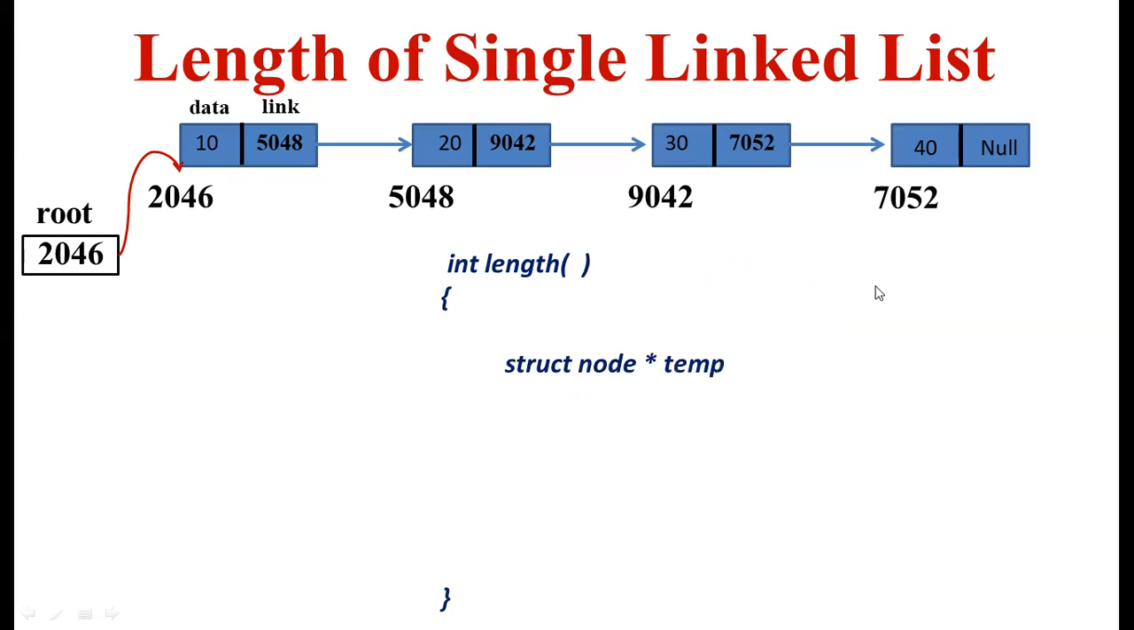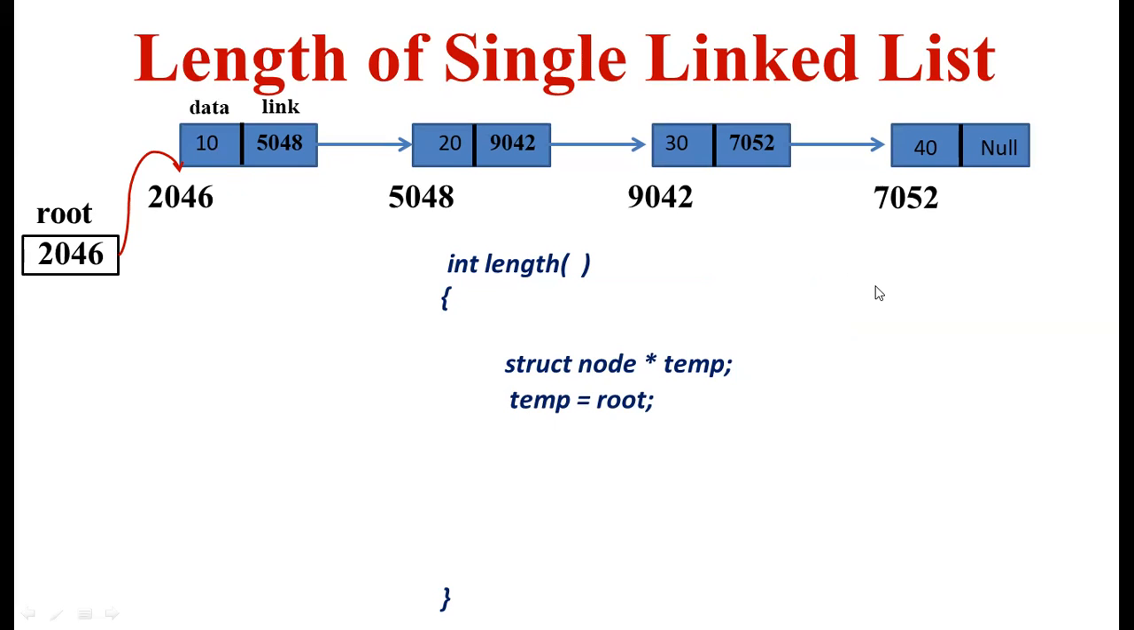So struct node pointer temp. Now we can write temp is equal to root, that is, the root value can be assigned into the temp. Because root is a global variable, we can assign it here. As we know, the root variable always points to the first node only. So the root variable we are collecting into the temporary variable.